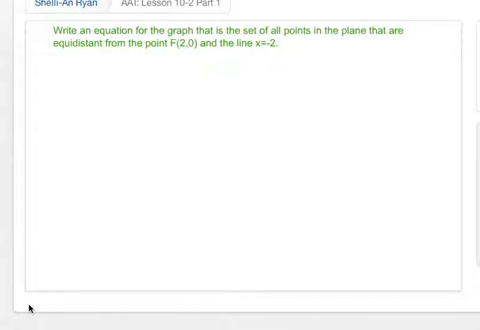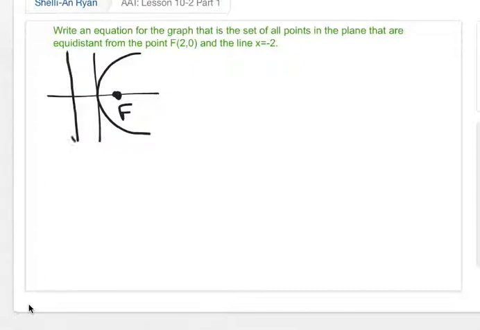So this problem is just like the ones that I was giving you at the beginning, but now that we've talked about the different types of parabolas, I want you to go through and see. If you do a sketch for this one, you have F as (2, 0), and you're going to notice that your parabola opens to the right, and there was no example that we did for this one. So go through and solve this one.